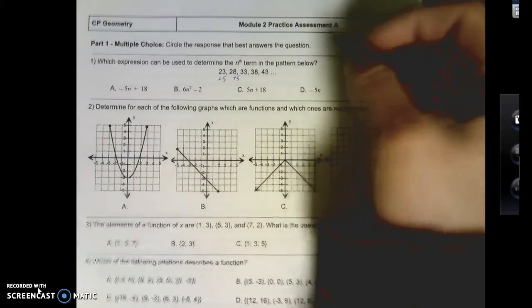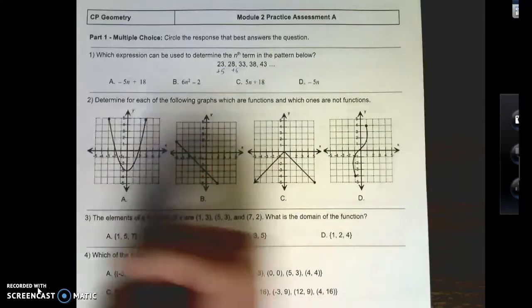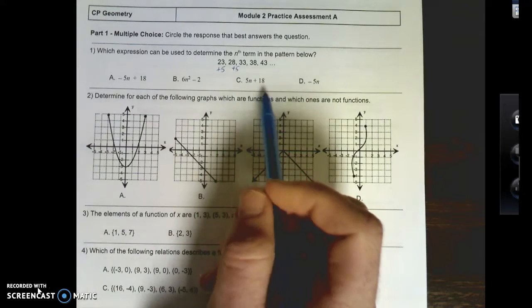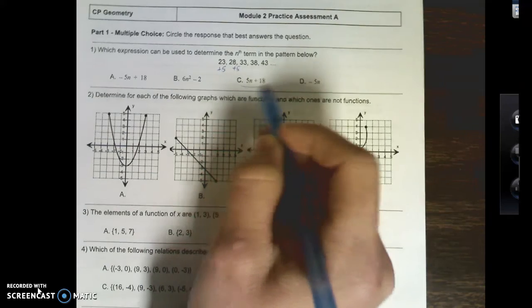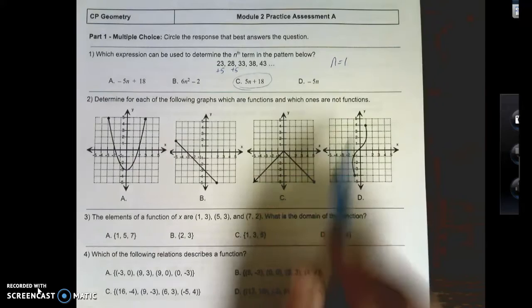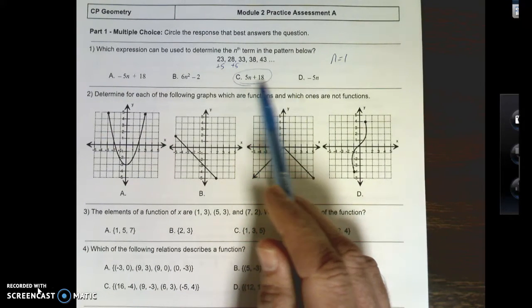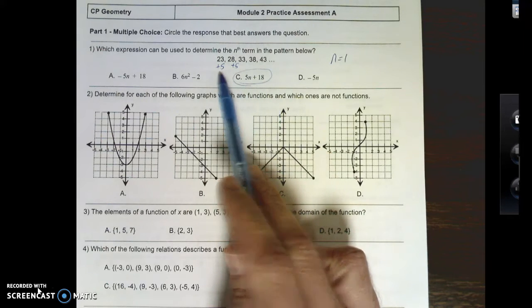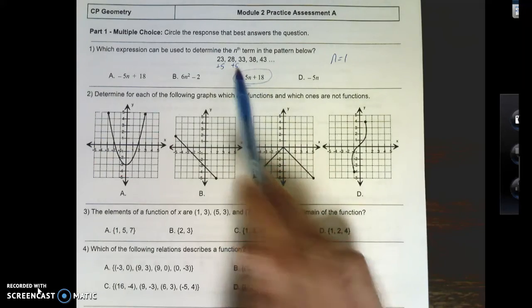So there's two ways to do this. You can look for the one down here that has a 5, going up. So, like, you have the negative 5, which is going down 5, down 5. You're looking for the number that's in front of your variable. That's your slope. So the only one that really sticks out to us is the 5n plus 18. Now, to double check, you can make n equal 1. If I plug in 1 for n, 5 times 1 is 5, plus 18 is 23. If I plug in a 2 for n, 2 times 5 is 10, plus 18 is 28. I know I'm good. Okay, cool.